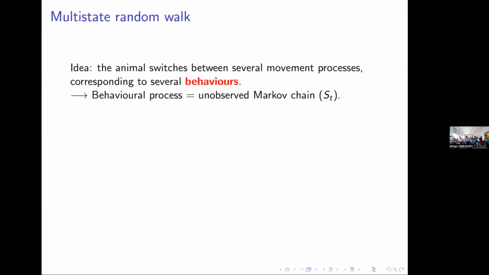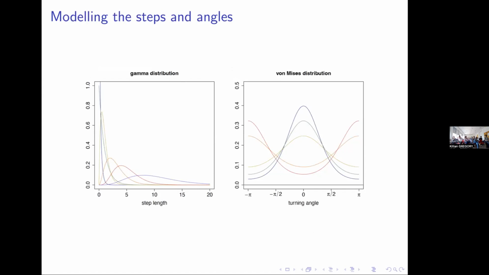But the idea behind these multi-state, yes. So if one had a uniform distribution on the turning angles and a half normal on the step lengths, would that be the same as a simple random walk? Yes, exactly.